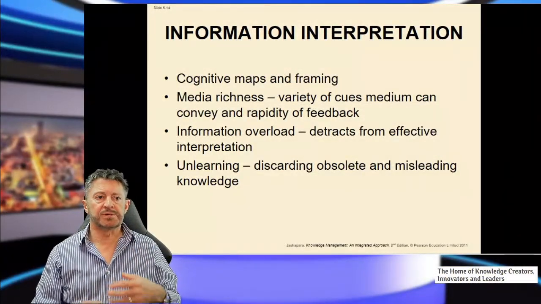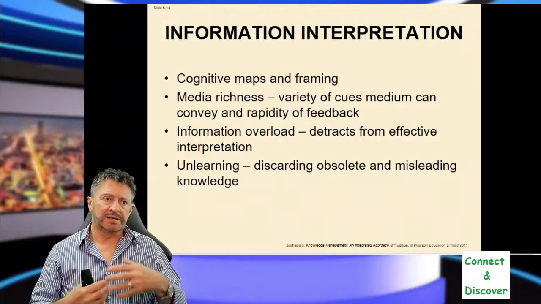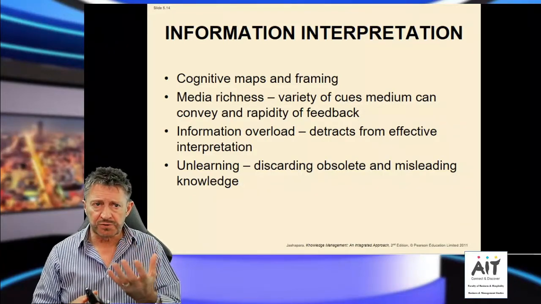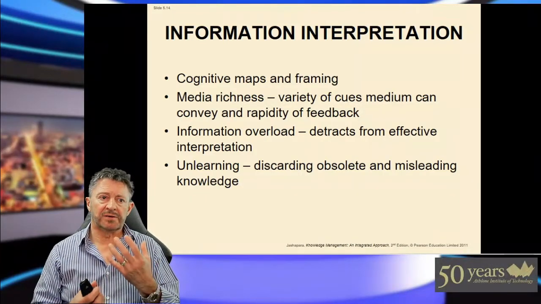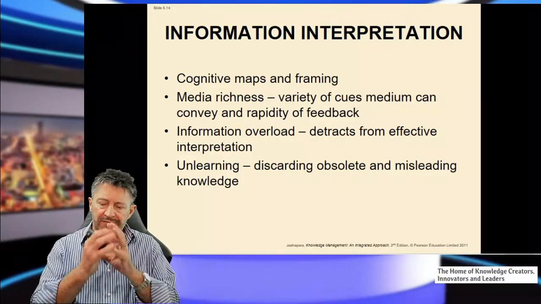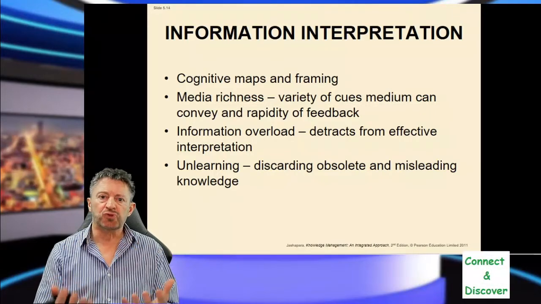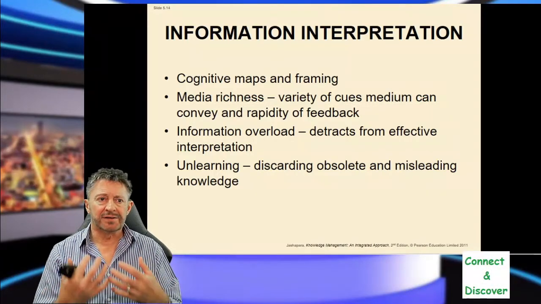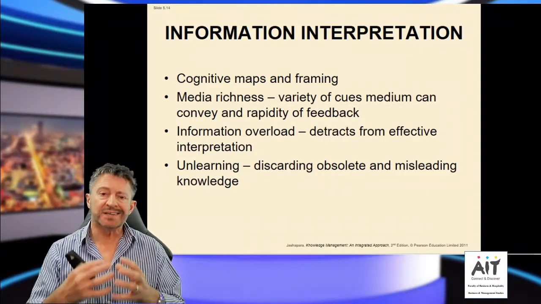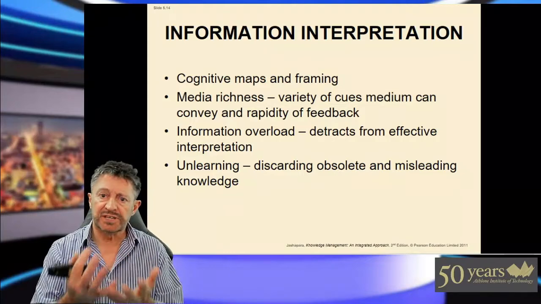So information and interpretation. So we have these maps, we have this framing of an idea, and then we have media richness. So a variety of cues a medium can convey, and the rapidity of feedback and so on. So, having a lot of data, having a lot of information. So it's rich with content, and therefore because we have all of this information, it's how quickly we can assimilate all of the data and information to be able to take a course of action.